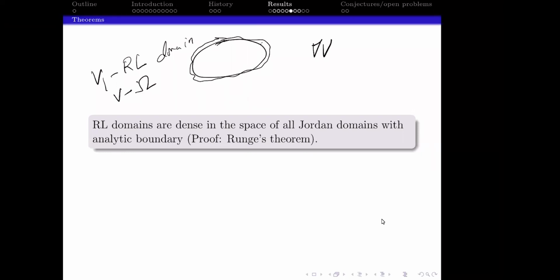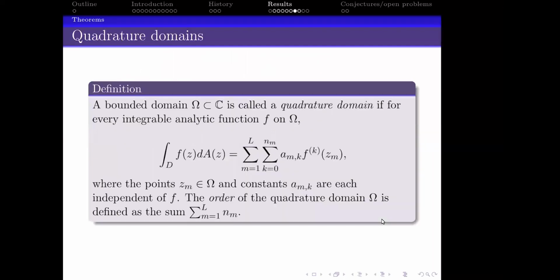Okay, so the space of RL domains is dense in the space of Jordan domains with nice boundary. Having given one notion of order with regard to these defining rational functions and so on, here is another domain where we can associate an order. This is well known in approximation theory and numerical analysis, called a quadrature domain.